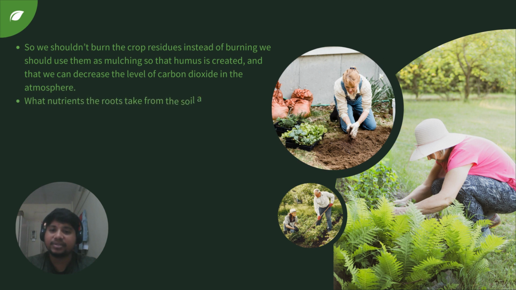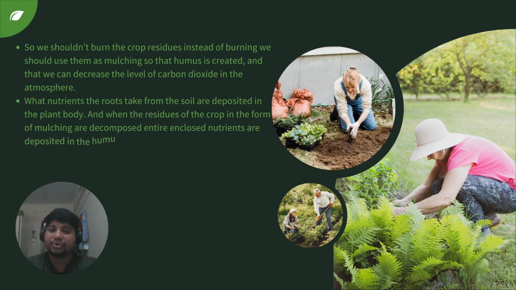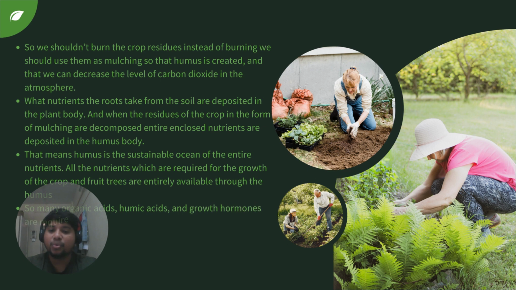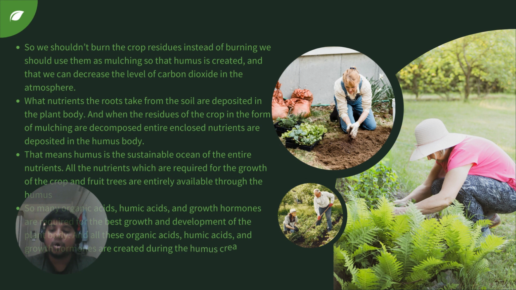What nutrients the roots take from the soil are deposited in the plant body, and when the residues of the crop in the form of mulching are decomposed, all the enclosed nutrients are deposited in the humus body. That means humus is the sustainable ocean of all the nutrients. All the nutrients which are required for the growth of the crop and fruit trees are entirely available through the humus. So many organic acids, humic acids, and growth hormones are required for the best growth and development of the plant body. And all these organic acids, humic acids, and growth hormones are created during humus creation and automatically are available to the roots at the same time.